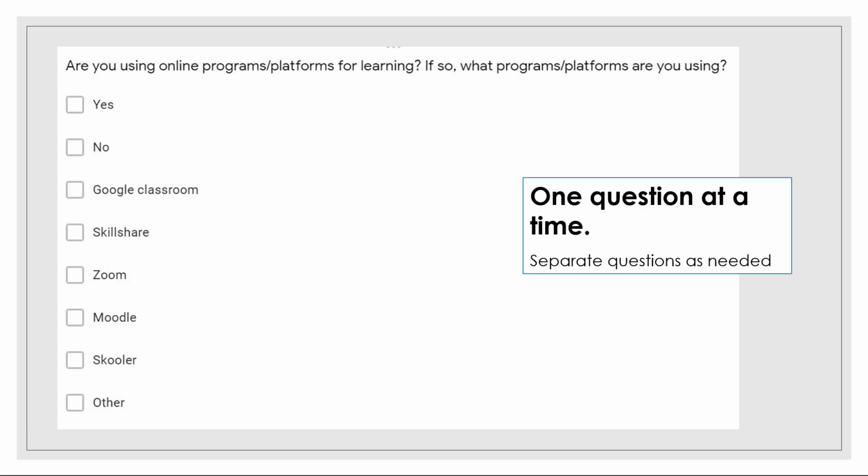This is a good example of asking 2 questions in one, which you absolutely should never do. Are you using online platforms? If so, what platforms are you using? So this is an absolute no-no. You ask these questions separately. You first ask whether they're using online platforms, and the first one can be required. Then the next one, the "if so," will be the follow-up question, which is not required, and then they can choose all that apply.